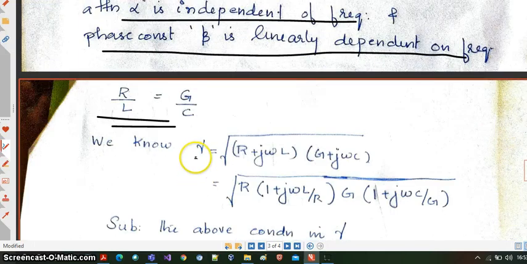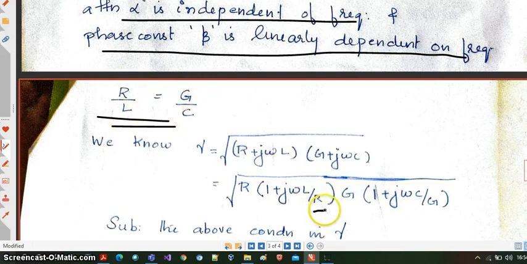Now coming back to gamma, it is equal to square root of (R plus j omega L) into (G plus j omega C). From the first term I am taking R outside, and from the second term G. So finally I will get R into (1 plus j omega L by R) into G into (1 plus j omega C by G). Here we have the condition R by L is equal to G by C.